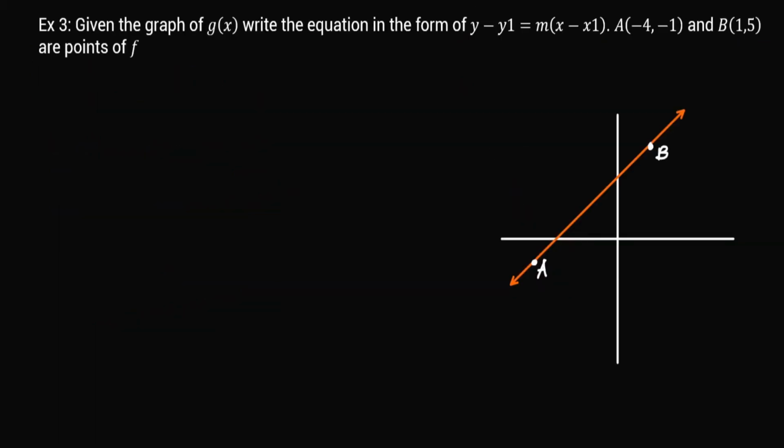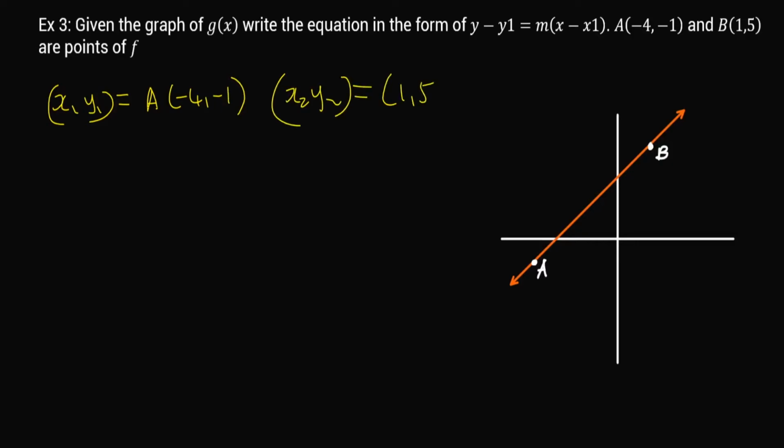Example 3. You're given the graph of g of x, and you are asked to write the equation in the form y minus y1, and you're given 2 points. So you can write your points down. You can choose any point to be x1, y1, and in this case, we're going to choose the point A, which is minus 4 and minus 1. And we can choose that x2, y2 is equal to 1 and 5.